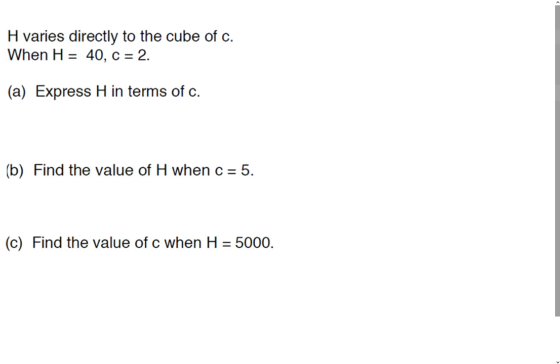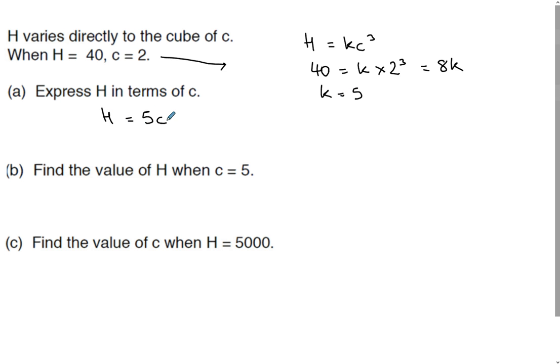H varies directly to the cube of C. Okay, so we've got H equals KC cubed. Given us this value to find K, so 40 equals K times 2 cubed, and 2 cubed is 8, so 8K. So that means K equals 40 divided by 8, which is 5. So rewriting it, we've got H equals 5C cubed. Okay, that's our formula. Find the value of H when C is 5. So then H equals 5 times 5 cubed, and 125 times 5 is 625.